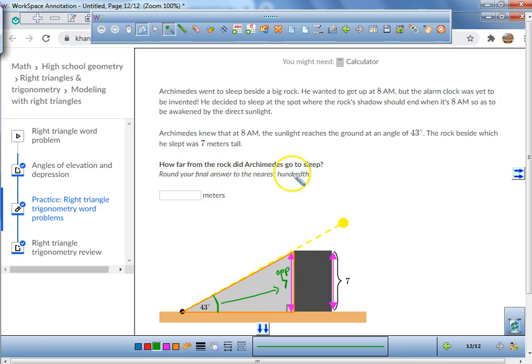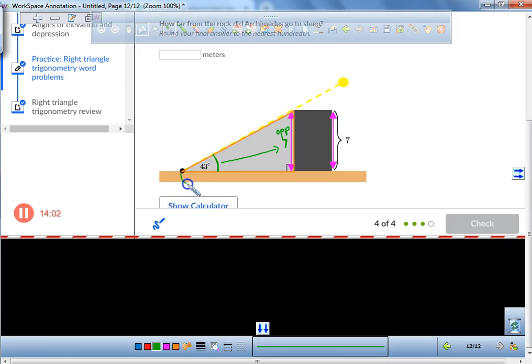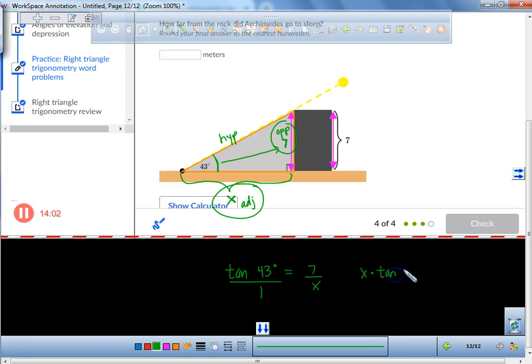It says, how far away from the rock did he go to sleep? Well, that distance is from here to right there. So I'm going to call that side x. All right, so I have my opposite side, and it looks like I'm looking for my adjacent side, because I'm definitely not looking for my hypotenuse. So opposite and adjacent, that's tangent. So I'm going to write the tangent of 43 degrees equals my opposite side over my adjacent side. So when I cross multiply, I get x times the tangent of 43 degrees equals 7.